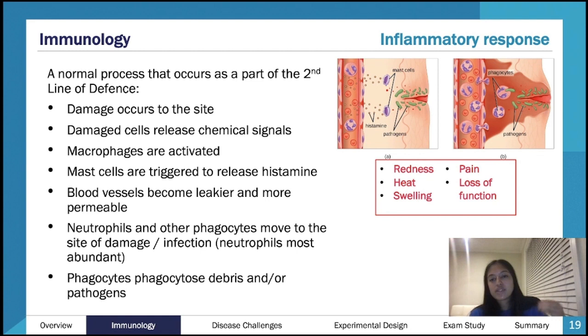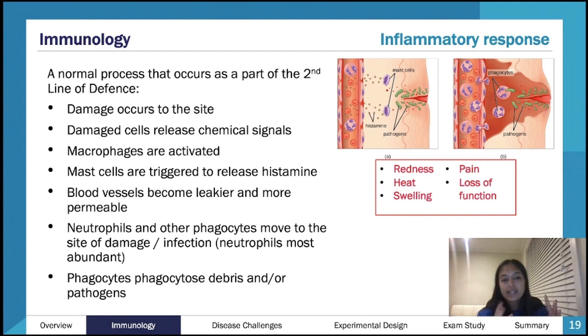So the redness is because you dilate your blood vessels. So your blood vessels become leakier, they become more permeable, they become wider. So vasodilation, and that just increases the blood flow and allows more immune cells to get to the site quicker. The heat is because of that as well, because your blood is warm.